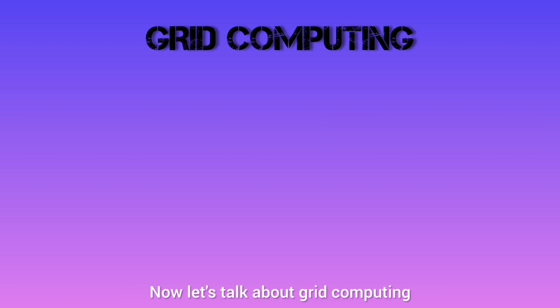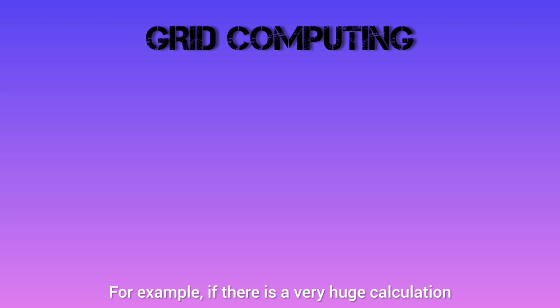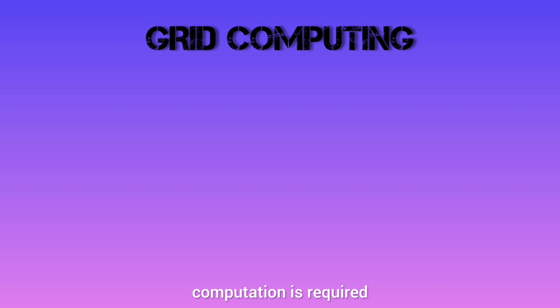Now let's talk about grid computing. Grid computing is the same as, or a subset of, the distributed system, but what exactly happens is that it just utilizes the computational power of the distributed system. For example, if there is a very huge calculation or some kind of high volume of computation required, then grid computing is engaged.